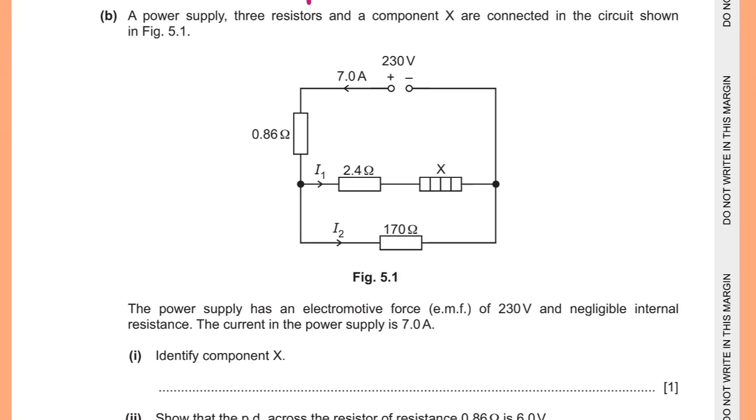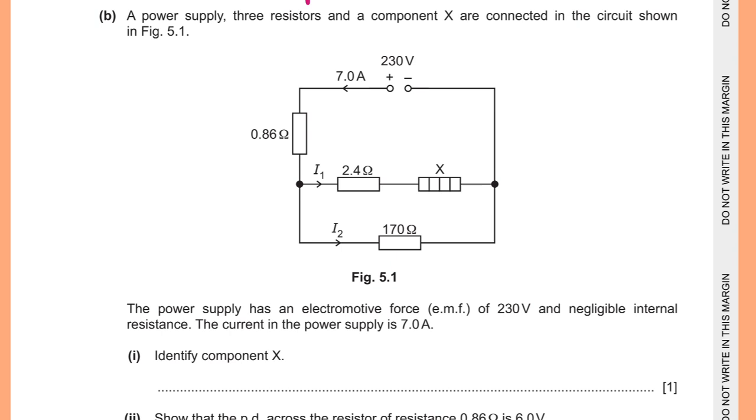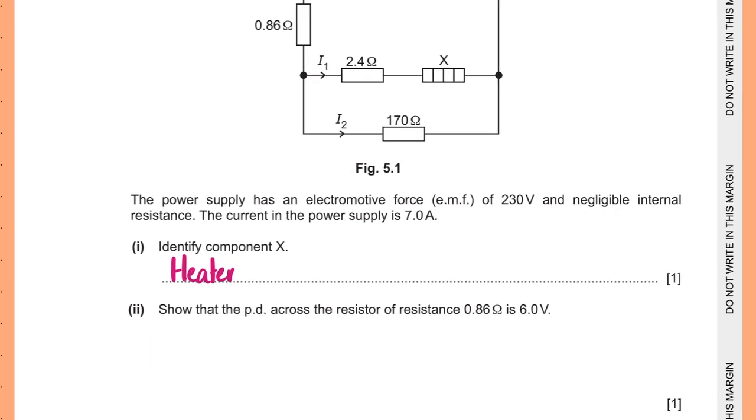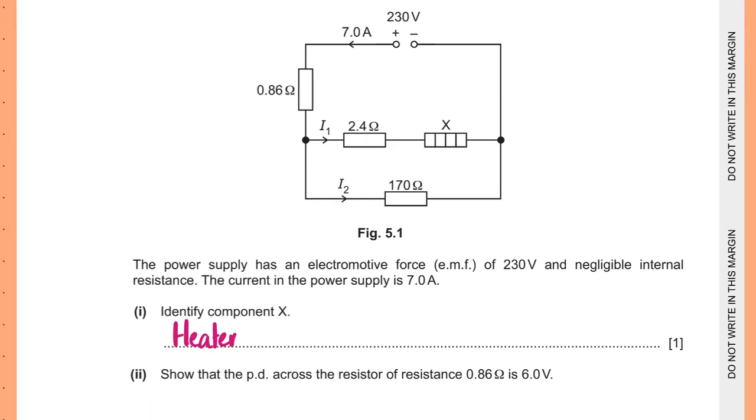Let's have a look at this question now. Part B, a power supply, 3 resistors, component X are connected in the circuit shown in 5.1. Power supply has an EMF of 230 volts, negligible internal resistance. Current in the power supply is 7 amperes. Identify component X. So this is the circuit symbol for a heater.